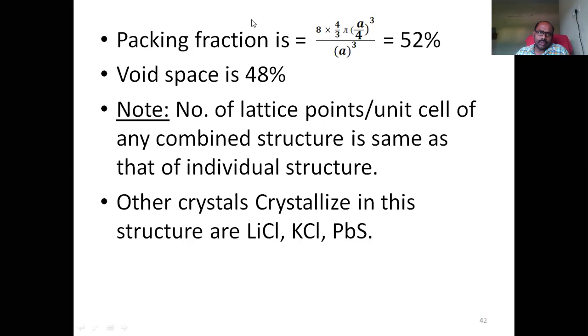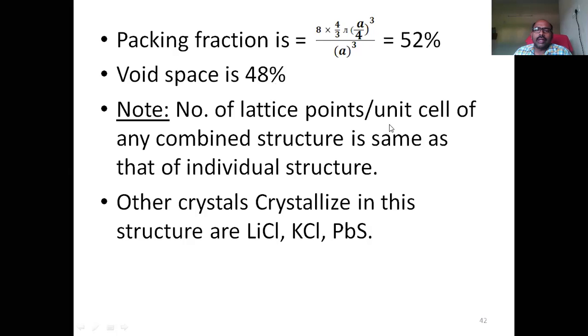Packing fraction is the volume occupied by 8 atoms divided by the volume of the unit cell. Therefore, it is the volume occupied by 8 atoms, 8 into 4 by 3 pi r cube, divided by a cube. So we get 52 percent. And the white space or unfilled space is 48%. We get this as 100 minus 52 percent.